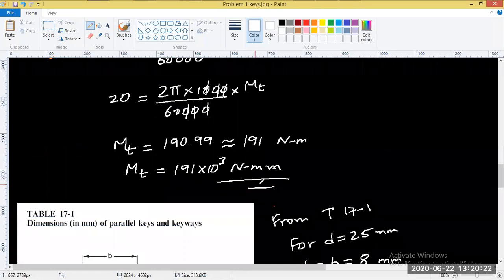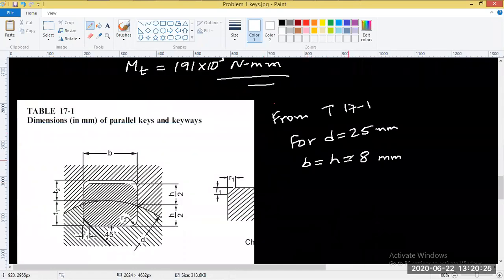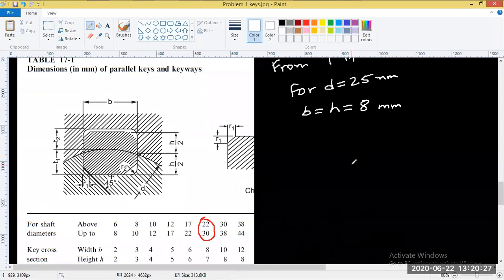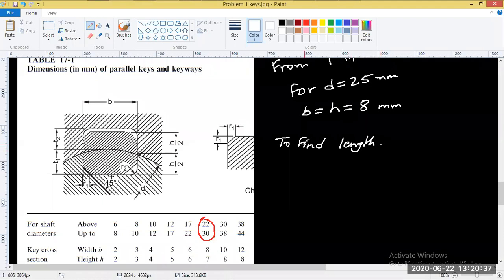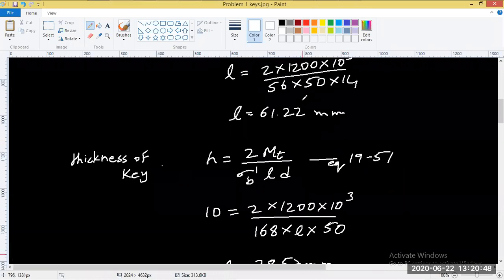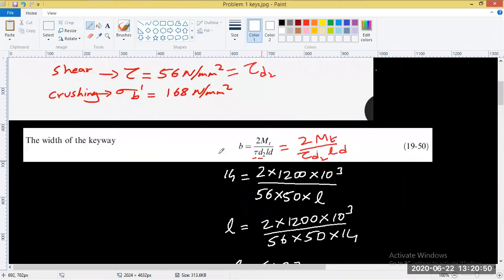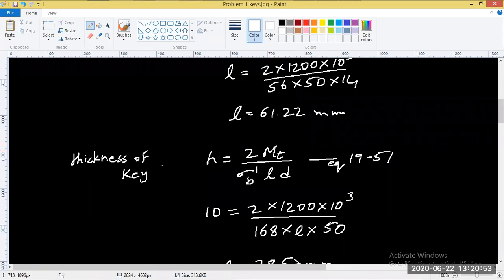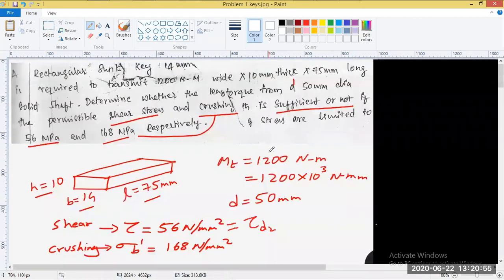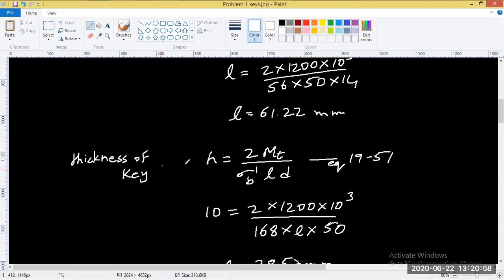Let's see. So now that this is fixed, breadth and height are fixed. That is the square key. Only we need to fix the length. Okay, so this we are doing to find length. So this is equation 17.1, but we'll refer to 19.1 and 19.5 and 19.51. So these two equations which we previously referred to, right? So for width of keyway and thickness of.